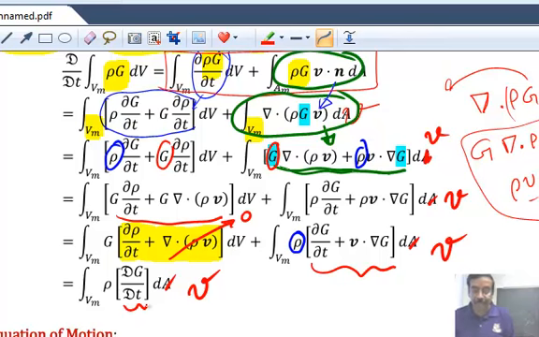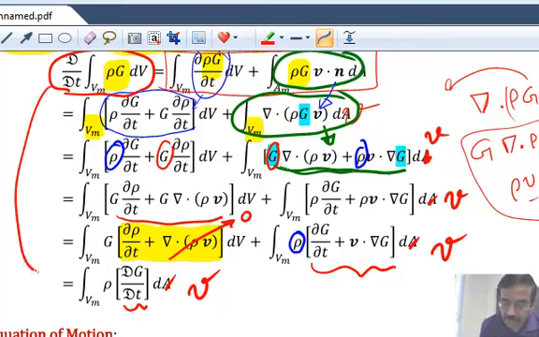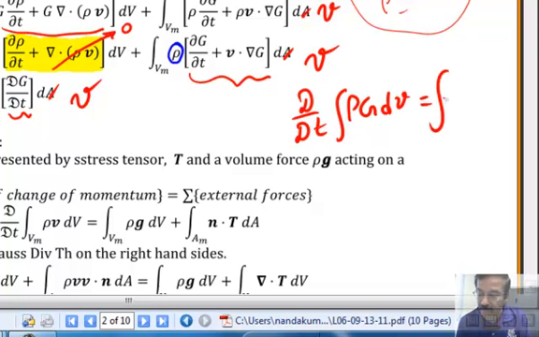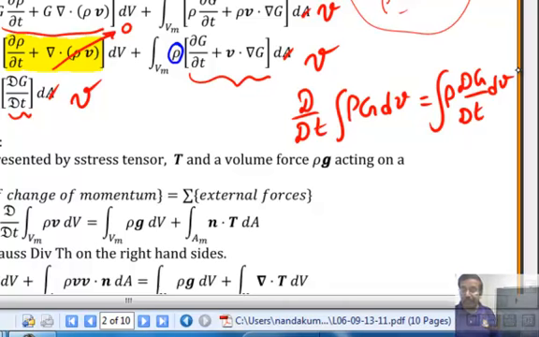So what has happened is finally I have this term equals this term. That is the equation. That is called the special form of the transport equation, where I have d/dt of the integral of rho g dV is equal to the integral of rho times dg/dt dV. So it allows me to switch the derivative and the integral operation for the very specific case.